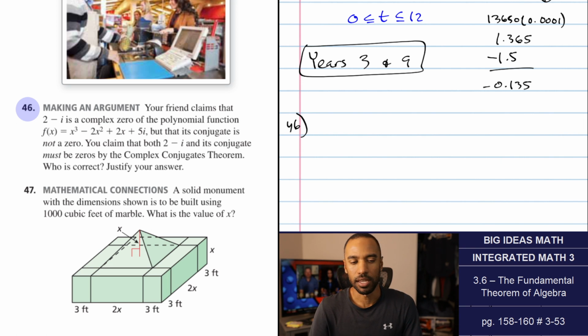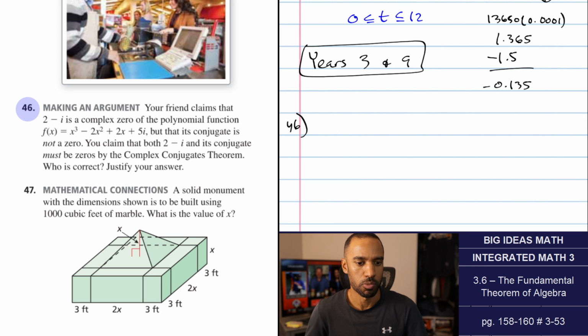Number 46, making an argument. Your friend claims that 2 minus i is a complex zero of the polynomial function f of x equals x cubed minus 2x squared plus 2x plus 5i, but that its conjugate is not a zero. You claim that both 2 minus i and its conjugate must be zeros by the complex conjugates theorem. Who's correct? Justify your answer.